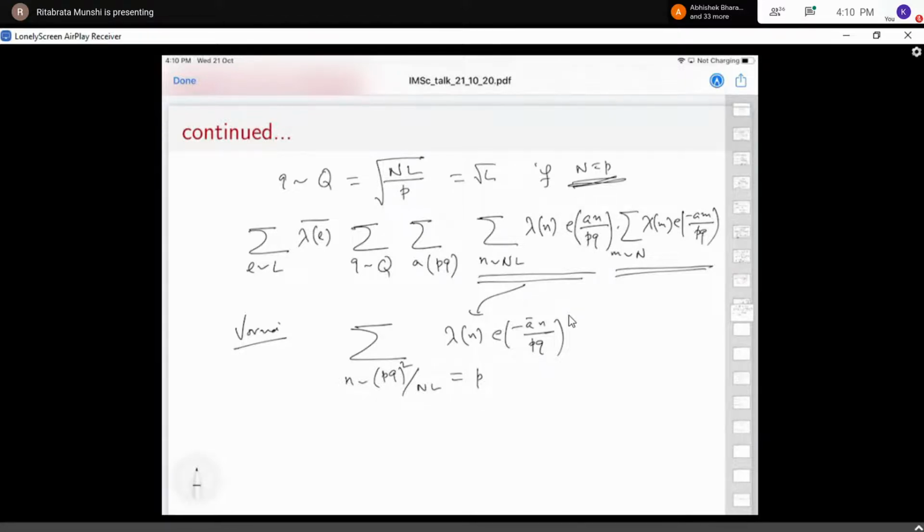So the saving here is much less. It's not square root of n anymore, it's just square root of L. So the saving here is square root of L, because N and P are of the same size. Next, I apply Poisson to the sum here. And now we have a better bound, because our dual length is going to be PQ by N, so it's just Q. Let me write down what we get in the character sum.